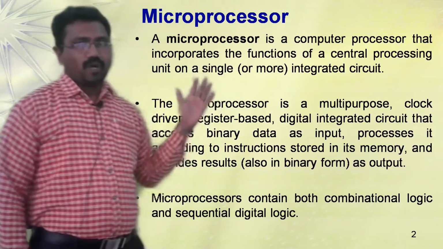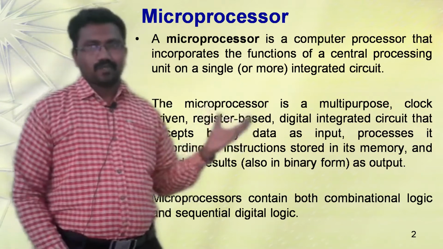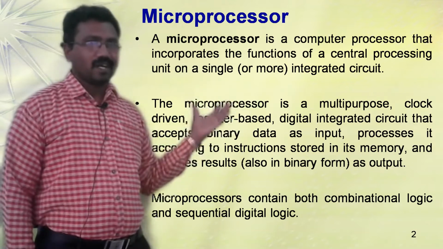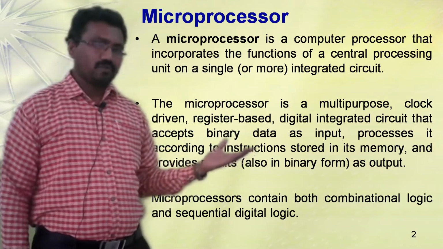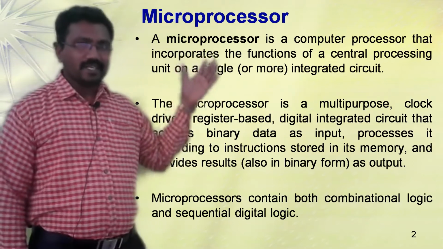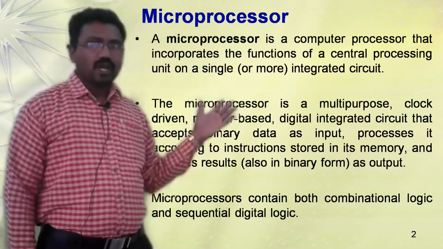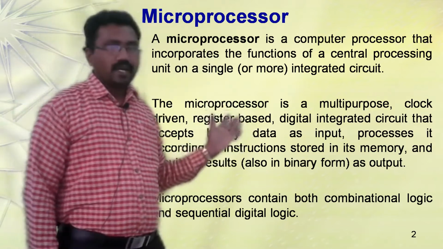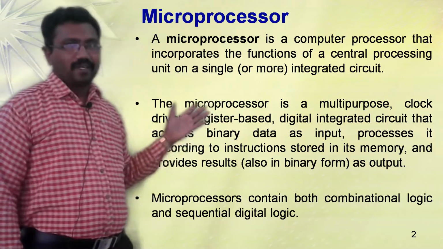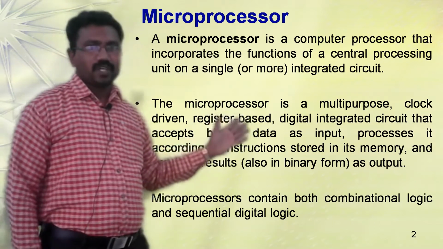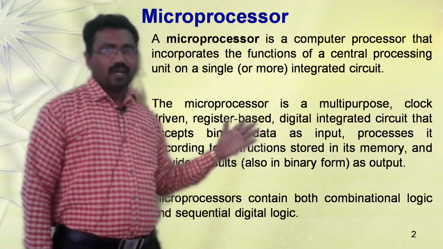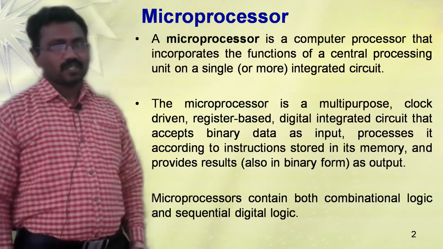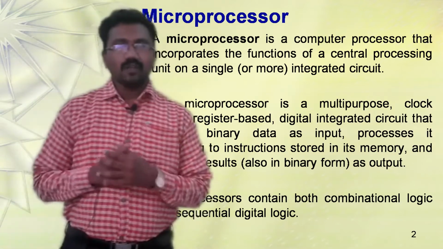What are the main components in the CPU or microprocessor? The microprocessor contains digital circuits, sequential and combinational circuits. The main components are registers, arithmetic logic unit, and control unit. So the microprocessor takes binary bits as input, processes the input data according to given instructions and produces the output, and it contains both sequential and combinational circuits. It is an integrated circuit. It is a computer processor.